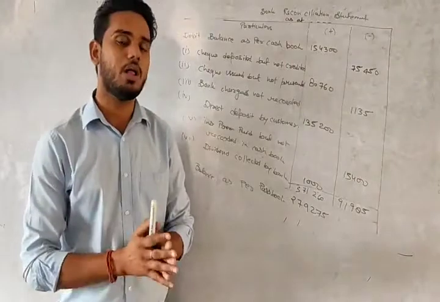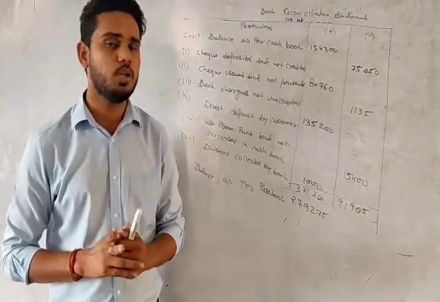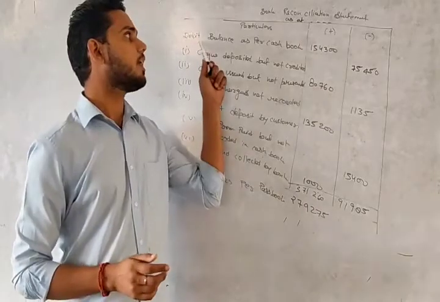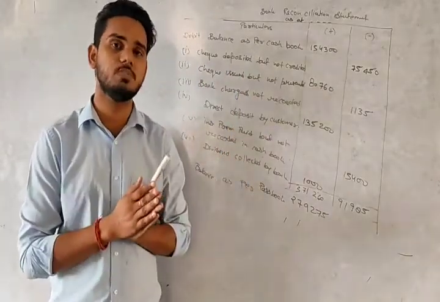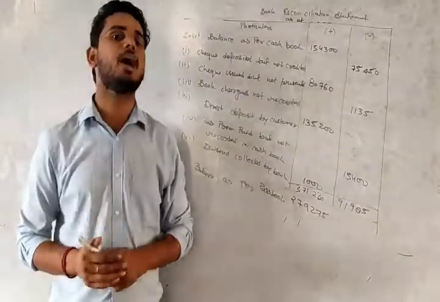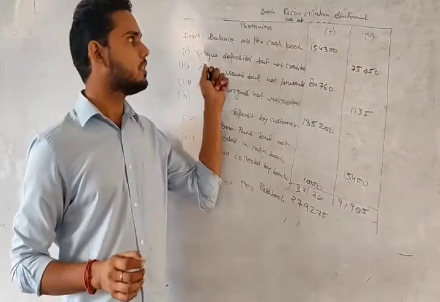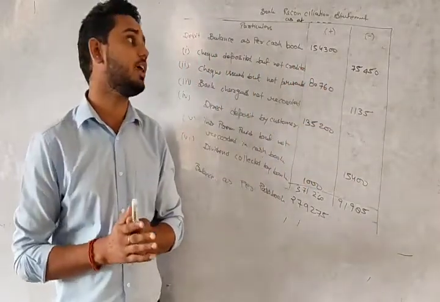So this way you can solve the question of bank reconciliation statement. The only thing you need to remember is, if we are given a cash book debit balance, we will make the necessary changes in cash book. If we are given a pass book, we will make the necessary changes in pass book. If we have a positive balance, we will write in the plus column, and if we have a negative balance, we will write in the minus column.